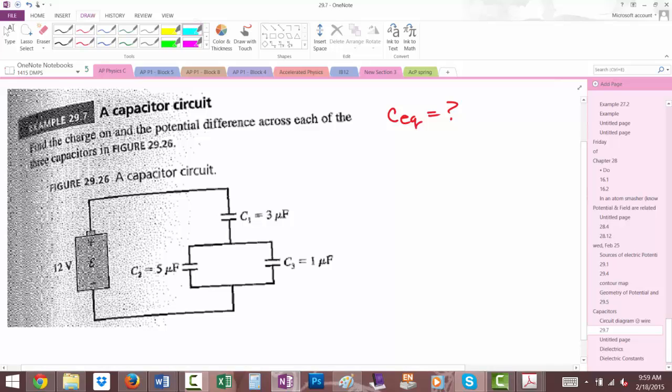Two steps. Okay, so it's 6. Then 1 sixth plus 1 third is 1 half. So the answer is 2. In parallel you add. In series the reciprocal of the total is the sum of the reciprocals. So what do you want us to find first? The equivalent capacitance. Okay, so why don't you go type it in?